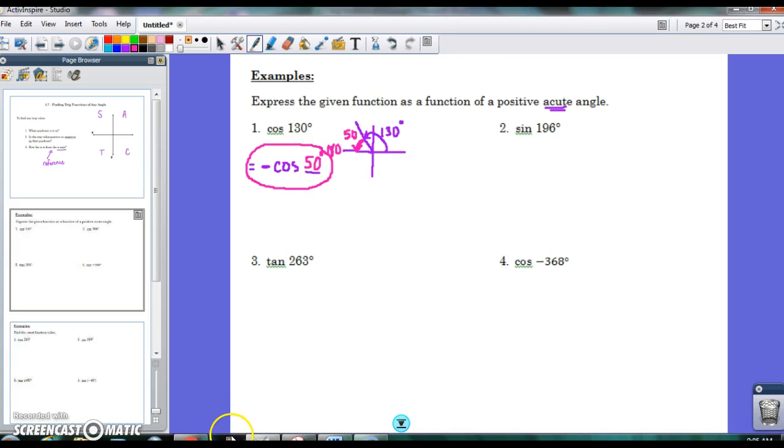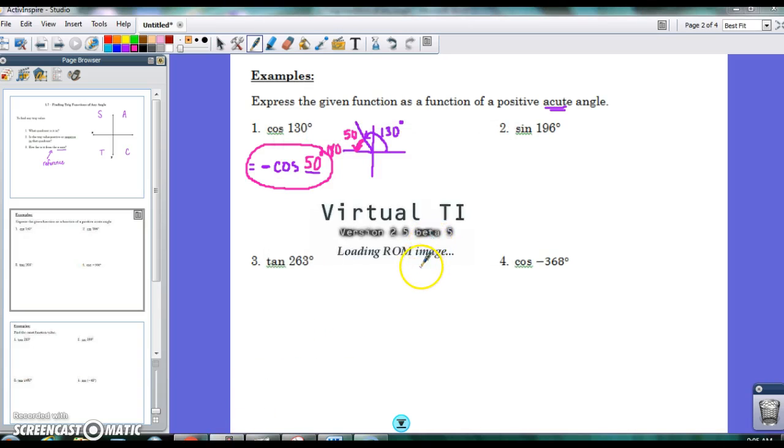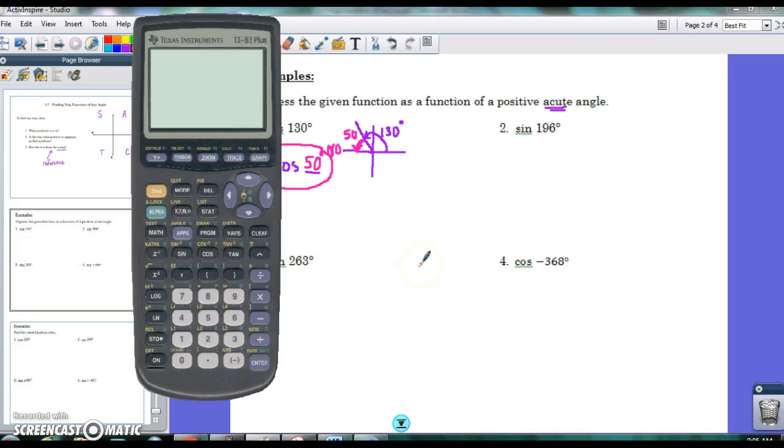And let me show you on a calculator that those two things mean the same thing. Okay, so if I do the cosine, let me clear that out. Clear. If I do the cosine of 130, that was our original problem.